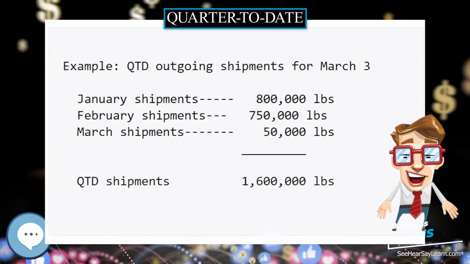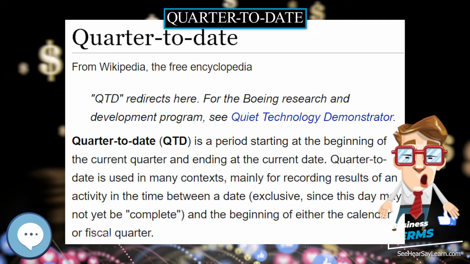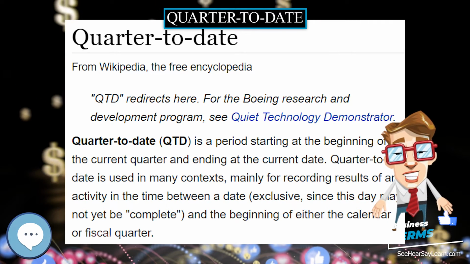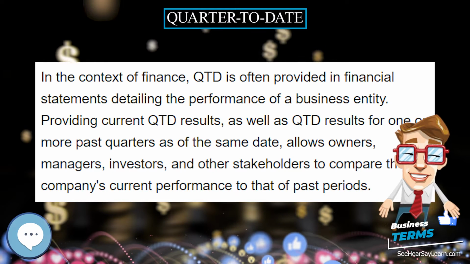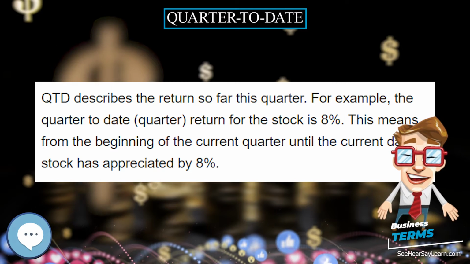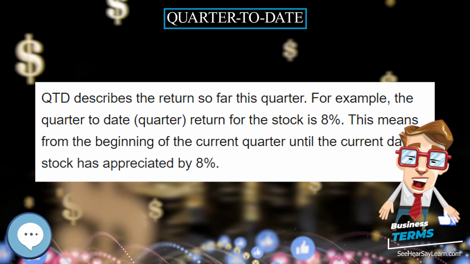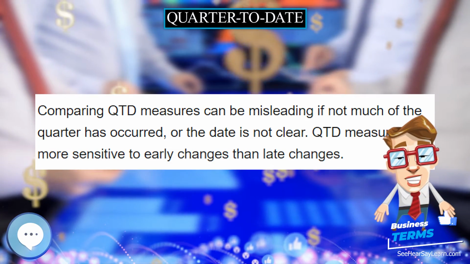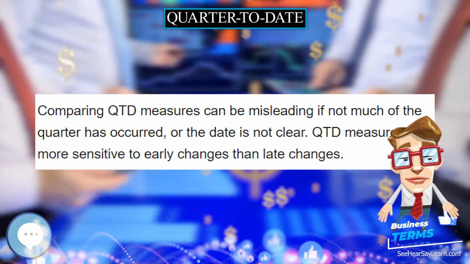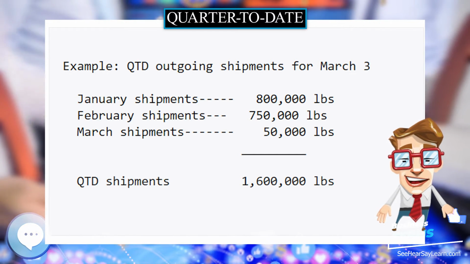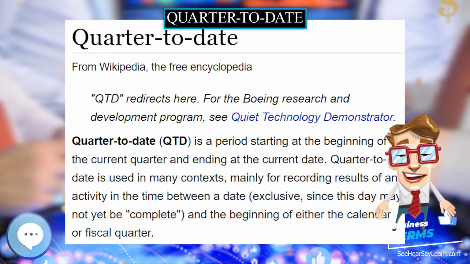calendar or fiscal quarter. In the context of finance, QTD is often provided in financial statements detailing the performance of a business entity. Providing current QTD results, as well as QTD results for one or more past quarters as of the same date, allows owners, managers, investors, and other stakeholders to compare the company's current performance to that of past periods. QTD describes the return so far this quarter.